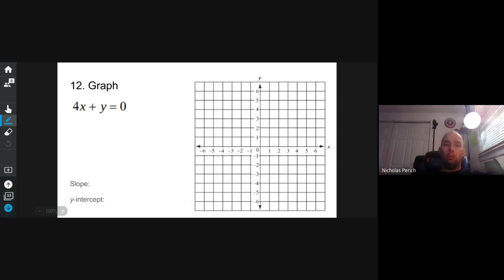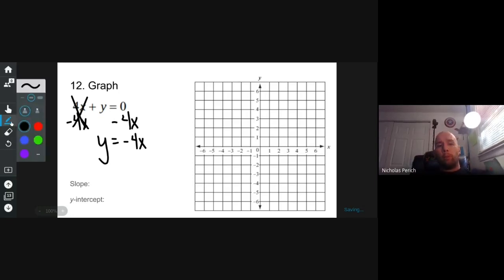Is y all by itself? No. What is in the way? Well, that 4x is in the way. I have to get y all by itself. So for the first time in doing these problems, y is not all by itself. How do I get y all by itself? Subtract 4x from both sides. Cross it out. Y equals... what's 0 minus 4x? Well, minus 4x. If I wanted to put plus 0, I could, but I won't.